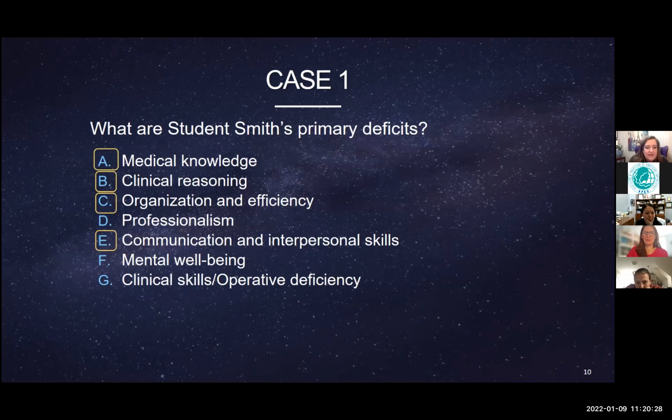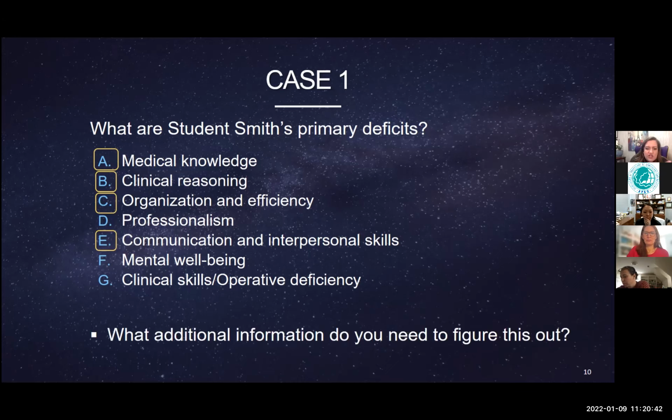We believe there could also be issues with medical knowledge, yes, clinical reasoning, organization and efficiency, communication and interpersonal skills. And yes, we don't know if there could also be issues with mental well-being. So what additional information do you need to figure this out?